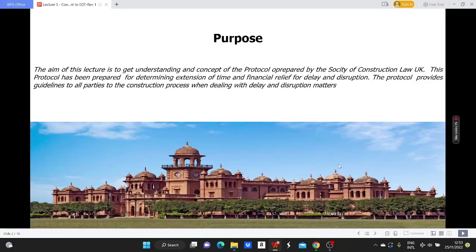The aim of this lecture is to get an understanding and concept of the protocol prepared by the Society of Construction Law UK. This protocol has been prepared for determining extension of time and financial relief for delay and disruption. The protocol provides guidelines to all parties to the construction process when dealing with delay and disruption matters.